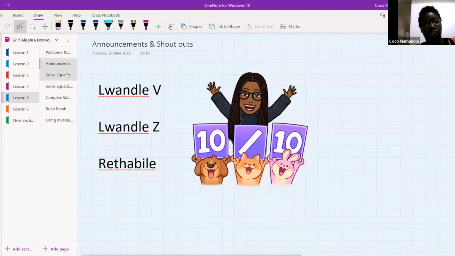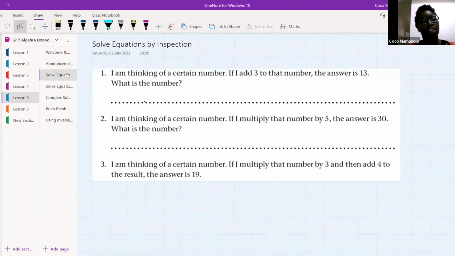We are going to be talking about what we started with last week, which is equations by inspection.